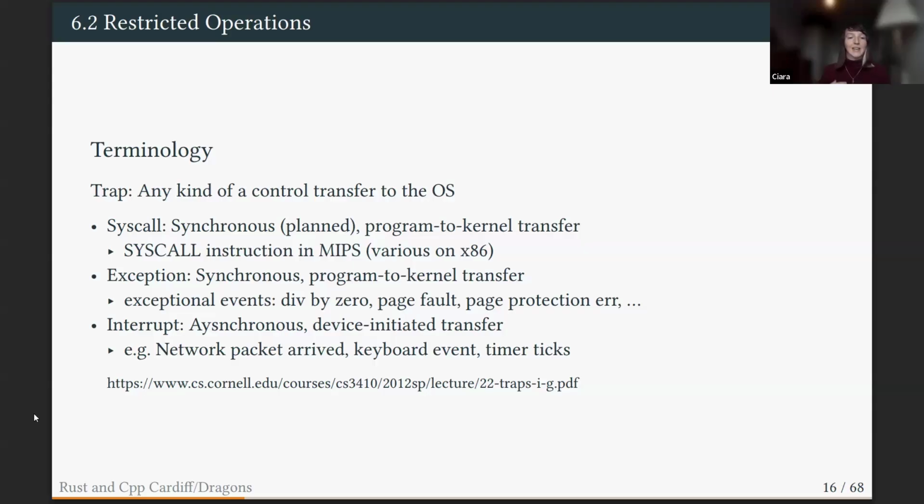A syscall is something that you've deliberately chosen to do, but you might also transfer to the kernel by throwing an exception, like dividing by 0, a page fault, etc. Or possibly there might be some kind of interrupt. So if you're waiting on a packet to arrive on a particular port, then there might be an interrupt when it arrives. And those are the kinds of traps that exist.